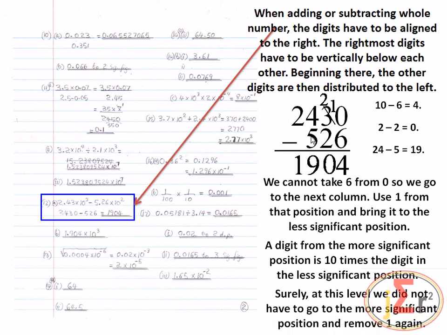And I'm saying, surely at this level, we did not have to go to the more significant position and remove 1. Again, we know that 5 from 24 is 19, and we just write that down. But we are not taking it for granted. If we encounter something like this in a subsequent presentation, then I will go straight ahead and add more detail.